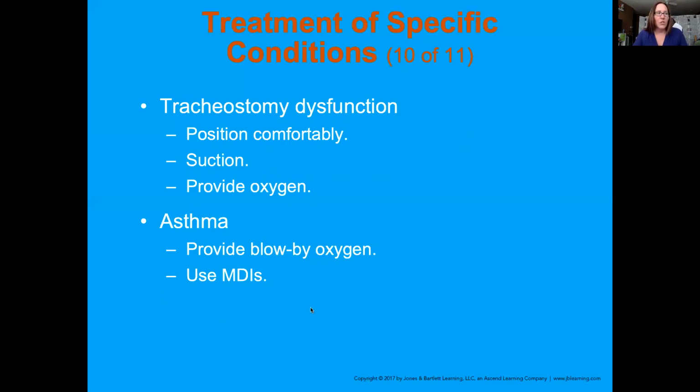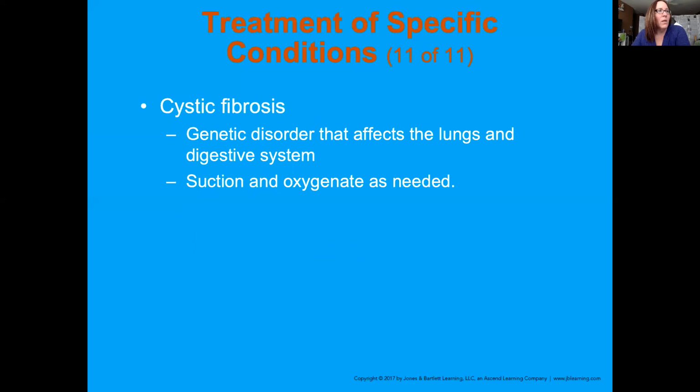Asthma, oxygen, blow by oxygen depending on the patient, and then using their metered dose inhaler, their MDIs. Or if we have the protocol and the meds to do it, we can deliver our nebulizers with albuterol. Okay, cystic fibrosis, this is a kind of unique thing that occurs. It's a genetic disorder. It occurs more to guys than girls. It causes an increase of mucus production. And it's an increase in mucus production inside the lungs as well as inside the GI tract.